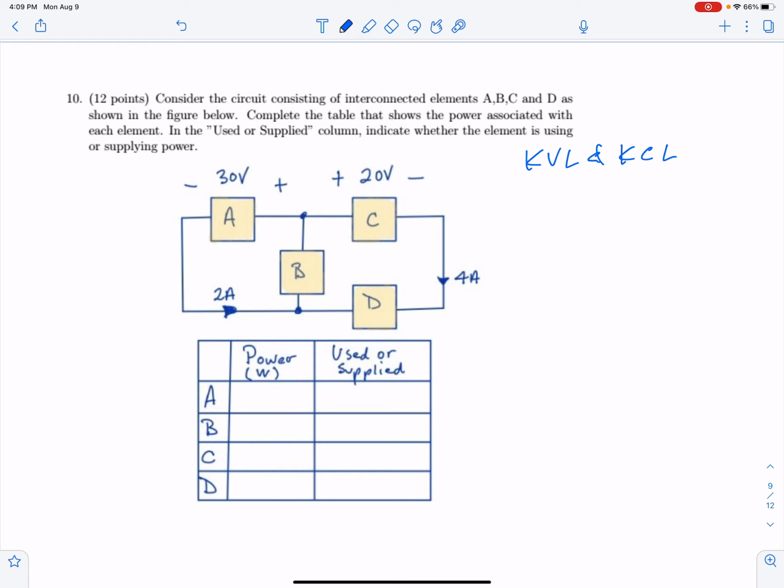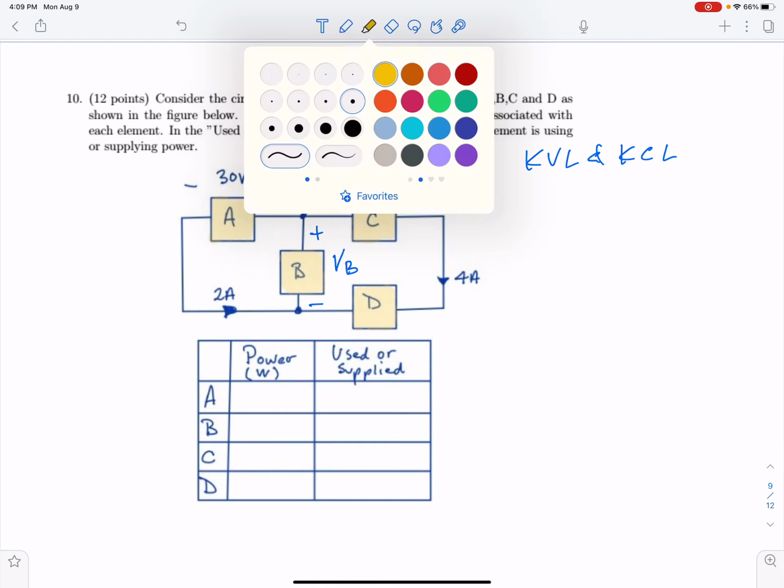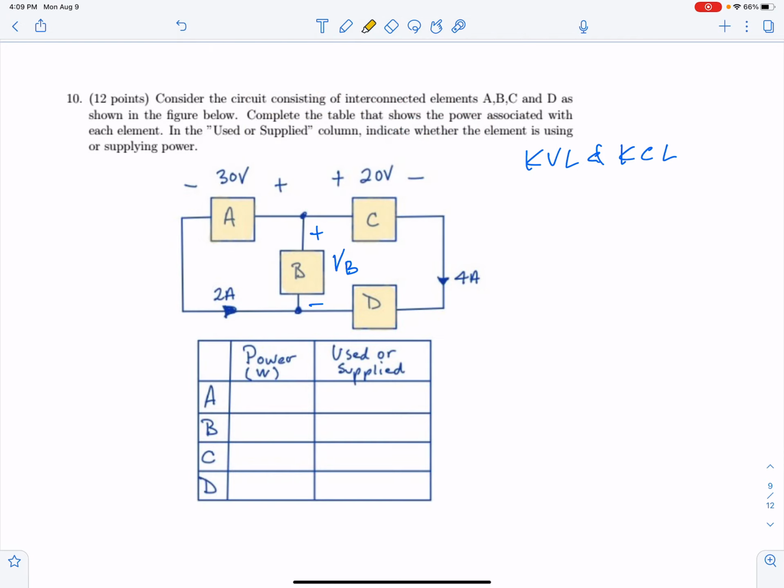I'm looking here, I don't know voltage VB, so I can make a reference signal here, plus minus VB. You can put that however you like in terms of the polarity, but I did it like this. Then I can write a loop equation, going in this direction. I have a rise of VB, and then a drop of 30 volts. Rises are equal to drops, so a rise of VB is equal to a drop of 30 volts, so VB is 30 volts.